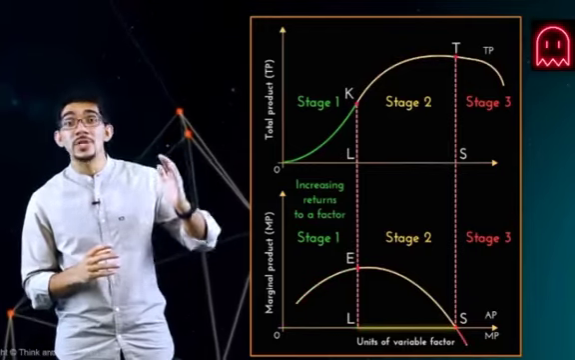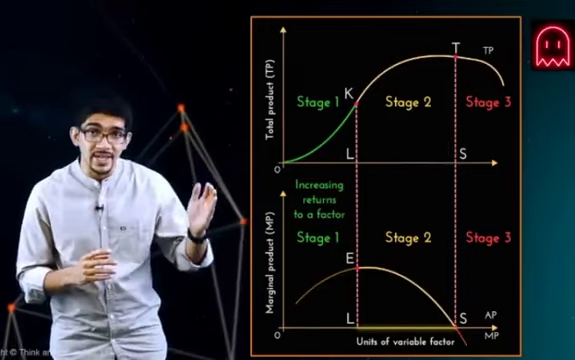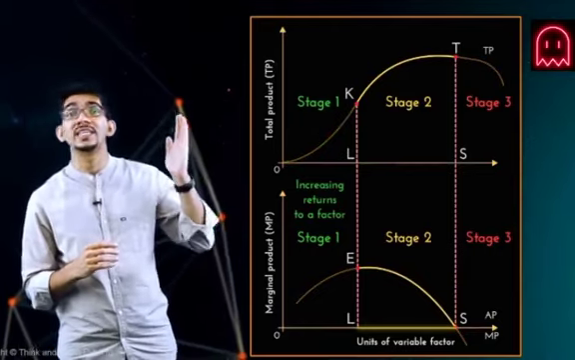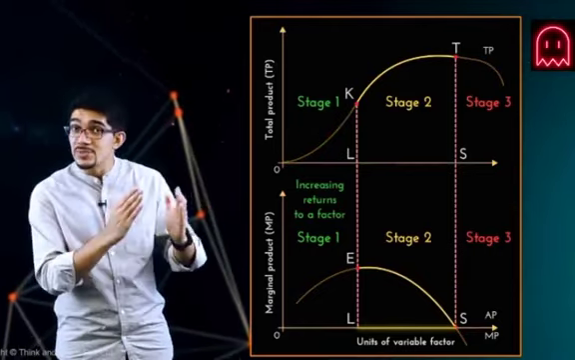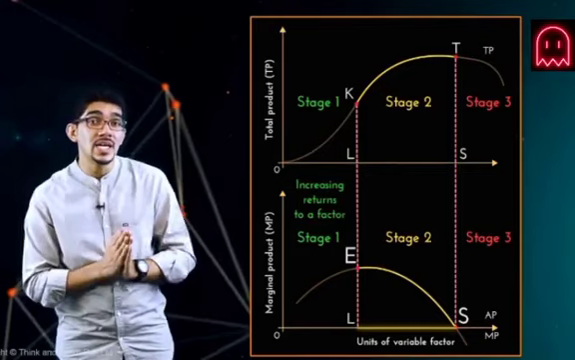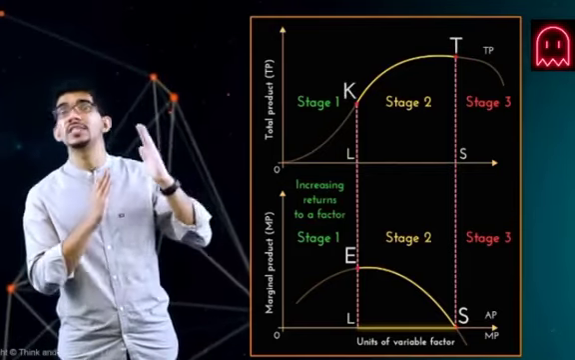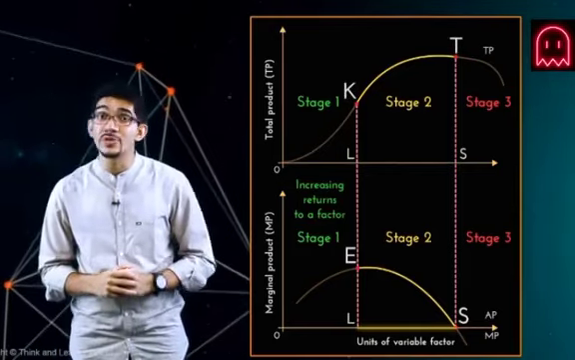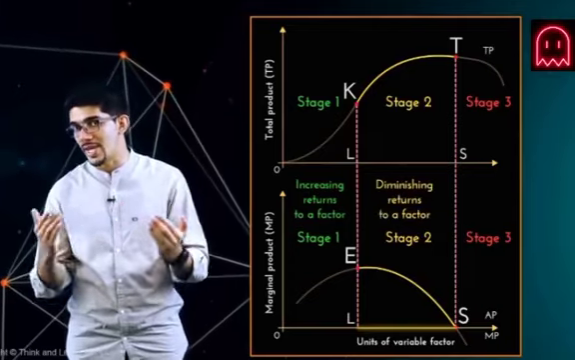Beyond OL units of labor, MP tends to decline and TP increases only at a diminishing rate. This occurs between E and S on the MP curve and between K and T on the TP curve. This corresponds to a situation of diminishing returns to a factor.